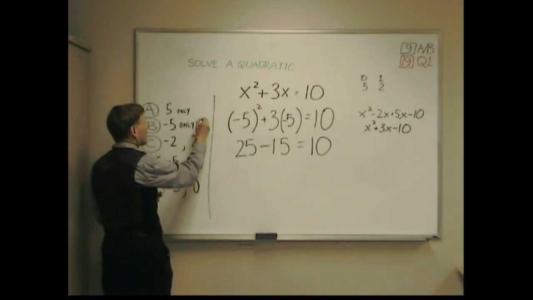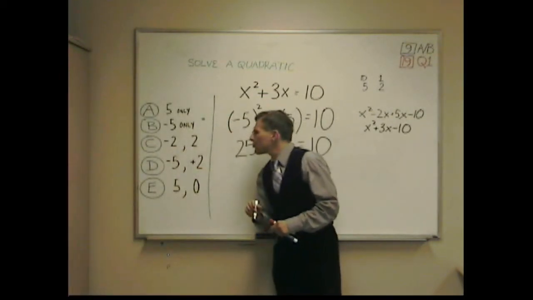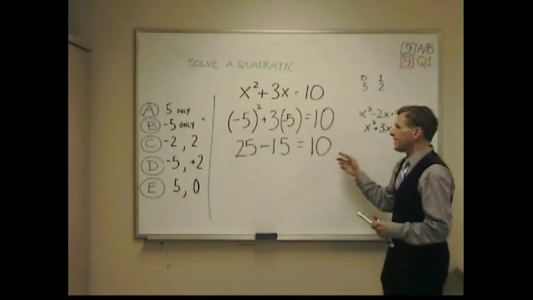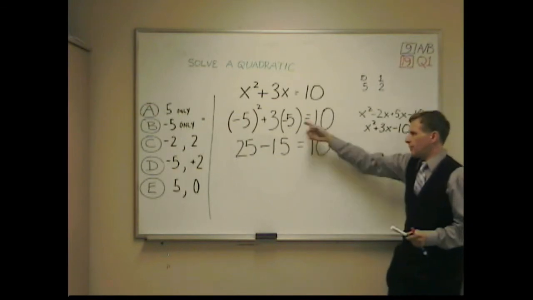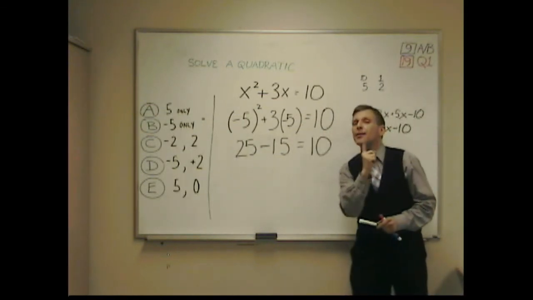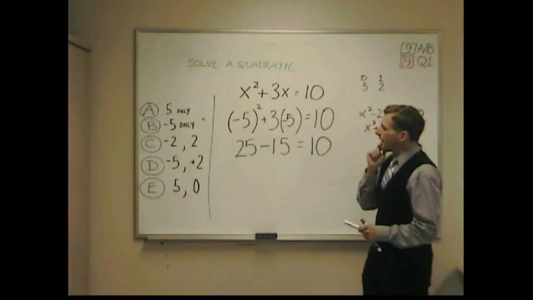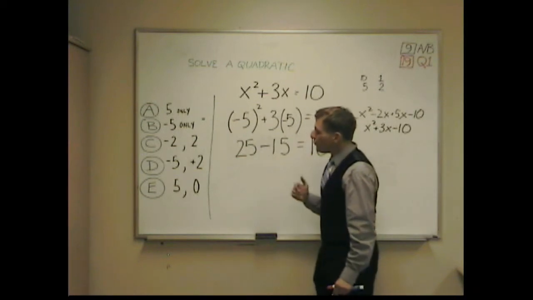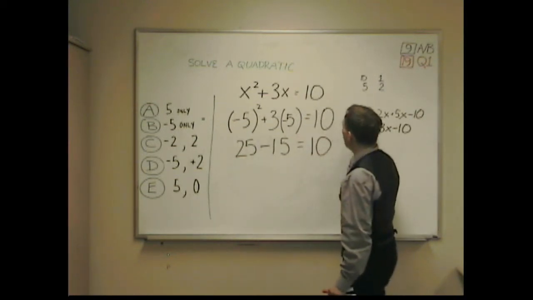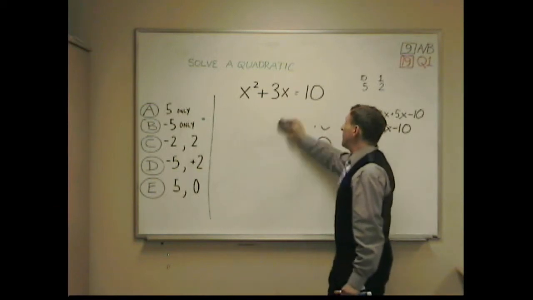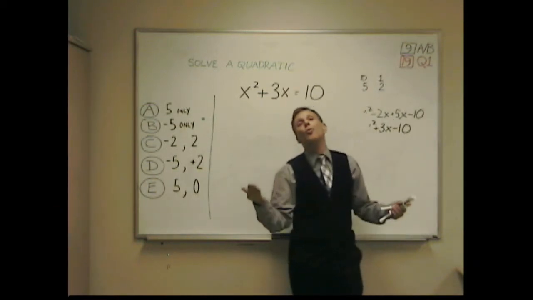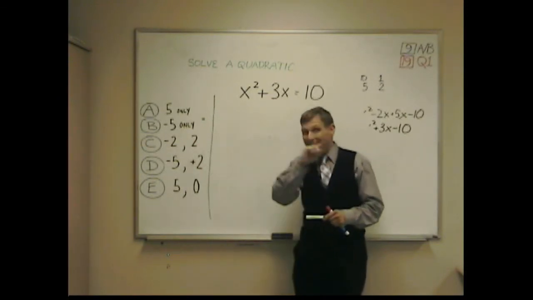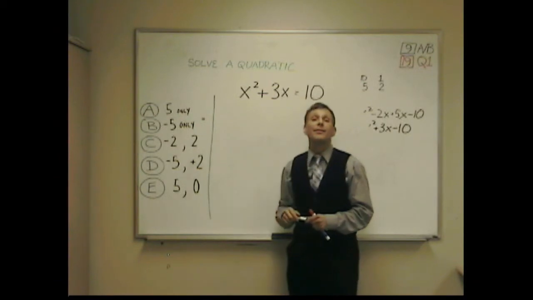-5 works. Now, I don't know if I'll even want to try C, because C doesn't have a -5 in it. And I know -5 works. I proved that. 25 take away 15 is 10 when using -5 as my substitution. Let's look at D. D, I have a -5, and we know that works. And also positive 2. So, let me try that. Maybe positive 2 also works, and then there are 2 answers. X equals -5 and X equals positive 2.